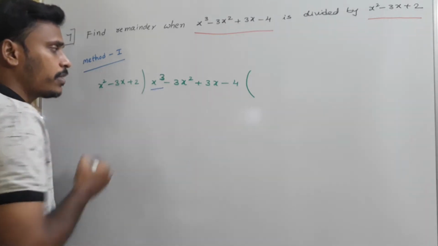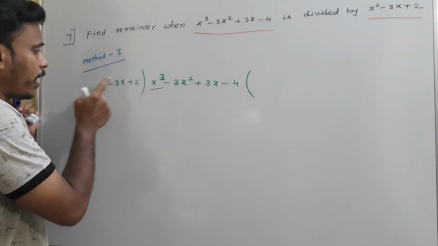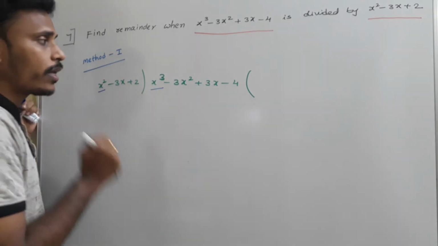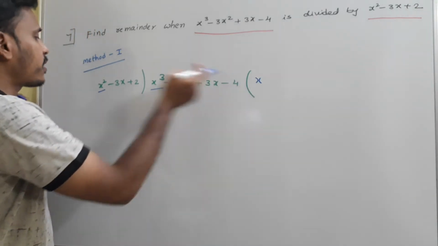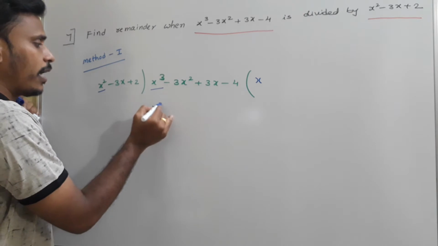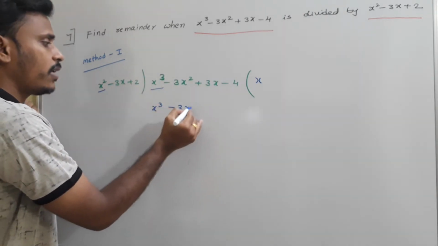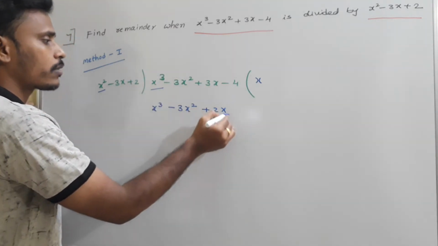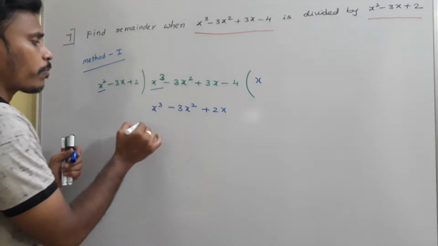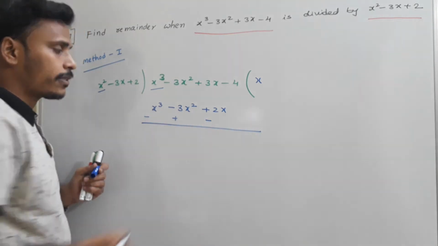The first term is x cube, and the divisor's first term is x square. Divide x cube by x square, you will get x. Write that x in the quotient part, and then x into x square is x cube, x into minus 3x is minus 3x square, x into 2 is plus 2x. And then do the usual subtraction, so the signs change: minus, plus, minus.